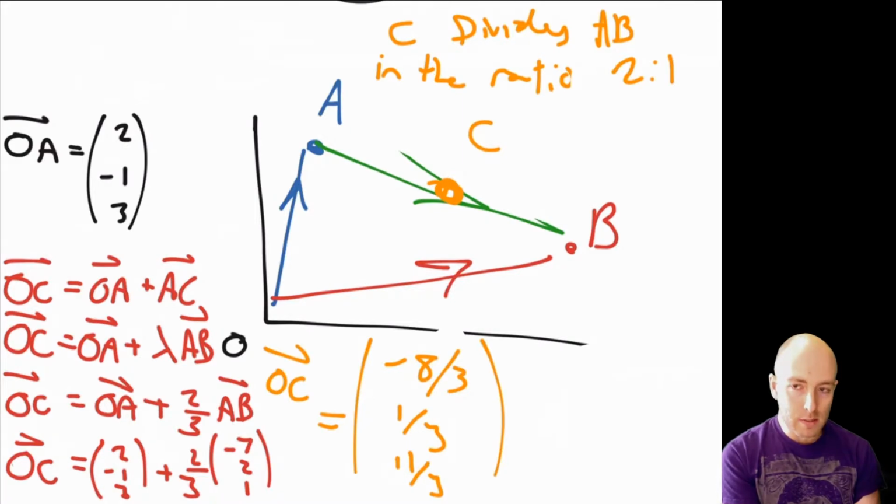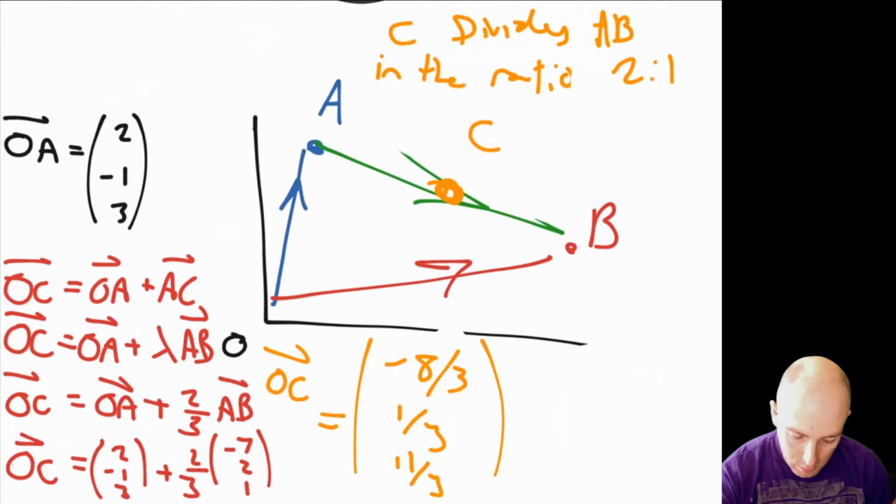Cool. Size of a vector, modulus. You're going to square it and square root it. And a unit vector is a vector divided by its own size. So if A is 2, minus 1, 3, and I wanted to find the unit vector A, let's get rid of all this now.